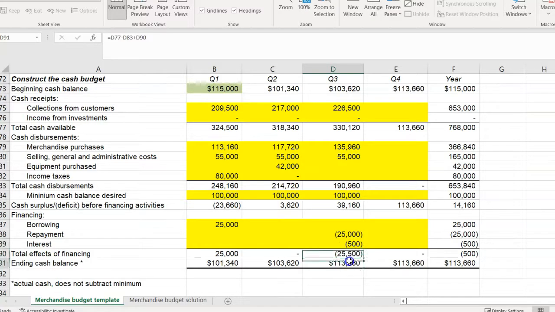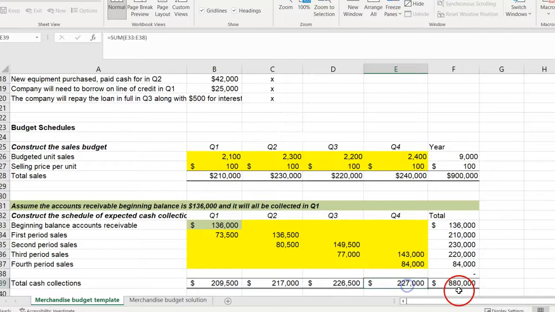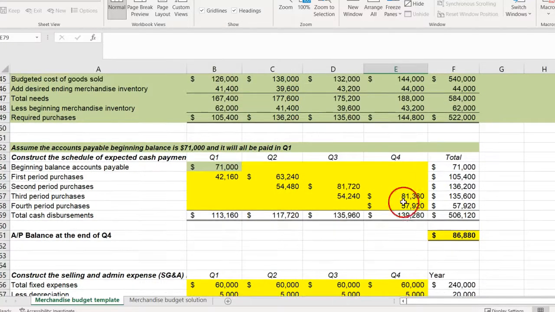So if we look down here, after we've done that, you can see we do still have our minimum balance. We've got more than 100,000. So our ending balance at the end of quarter 3 is $113,660. I'm just going to fill in quarter 4 fairly quickly so we can get through the last bit of it here. So quarter 4, let's go our cash collections from customers. Back up here, 227. Our merchandise purchases was right here, cash disbursement schedule, 139,280.